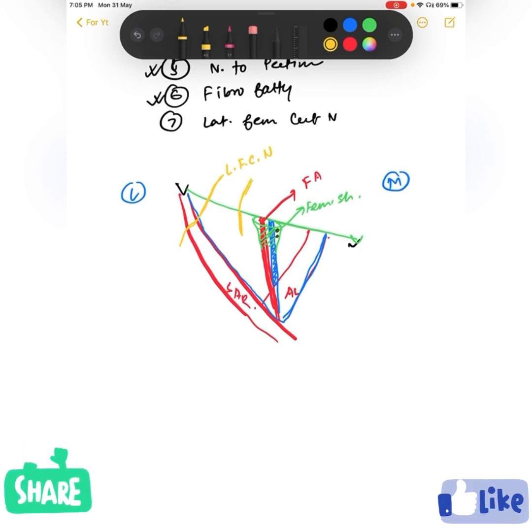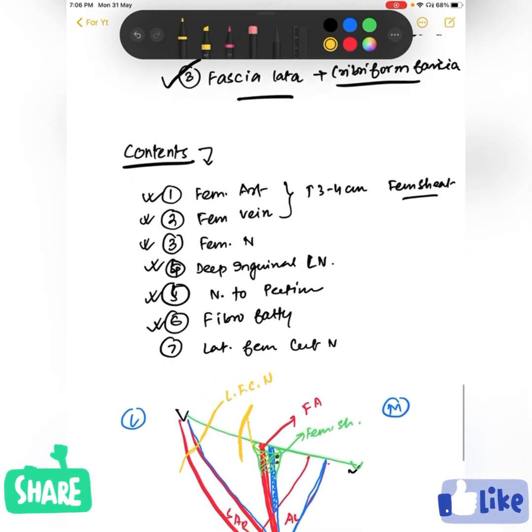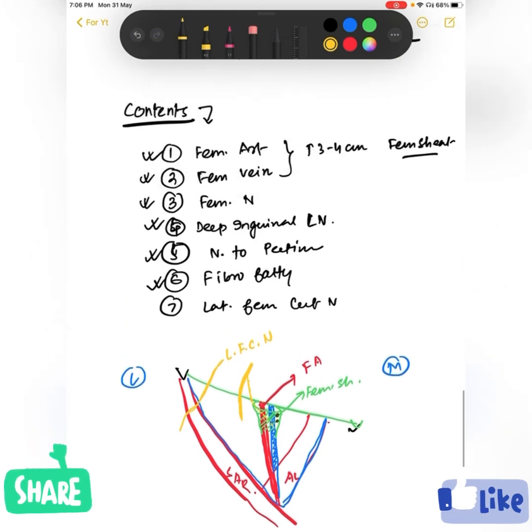So this is my femoral nerve prior to crossing the inguinal ligament. Before passing the inguinal ligament, it gives off a branch called the nerve to pectineus, which goes behind the femoral sheath and supplies the pectineus. So the nerve to pectineus is also a content of the femoral triangle, right? So these are the contents of the femoral triangle.